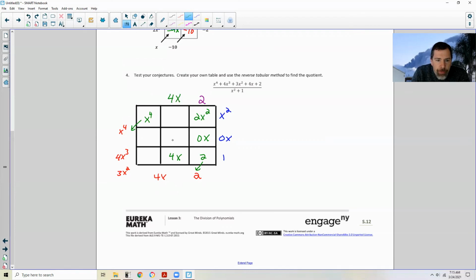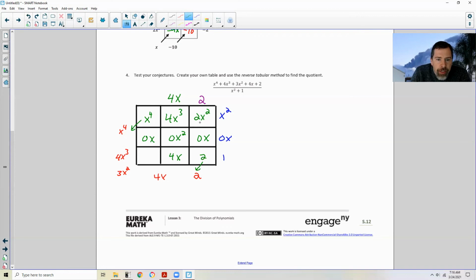So 0x times 4x is still 0x. And this is going to be 0x. That's easy. And then x squared times 4x is 4x cubed. And 4x cubed plus 0 is 4x cubed. So we're making progress here. All right, we have a 2x squared. We have a 0x. Oops, that's supposed to be squared. Right? 0x times 4x is 0x squared. And 0x times something is going to give me 0x to some power. I'll just leave that blank for now.